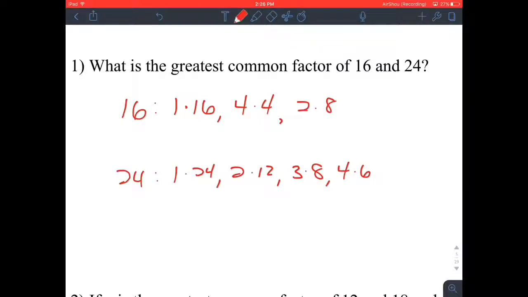So which of those factors do they have in common that is the greatest? Well, first of all, the ones they have in common: they both have 1 in common, both have 2 in common, both have 8 in common, both have 4 in common. Which of those numbers is the largest? Well, 8 is the largest of those numbers, so their GCF is 8.